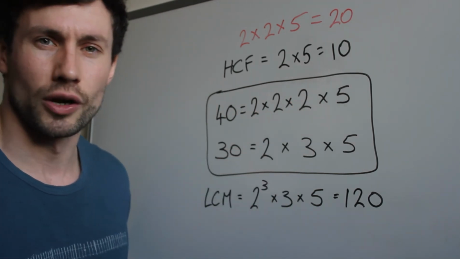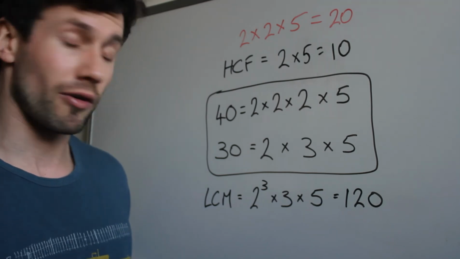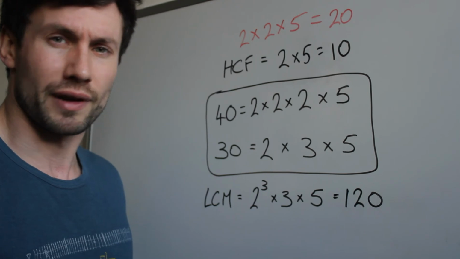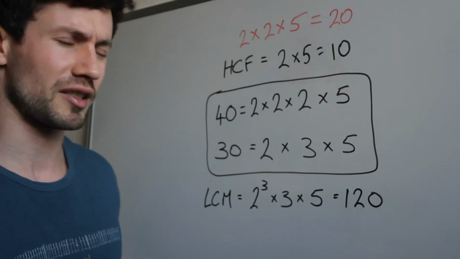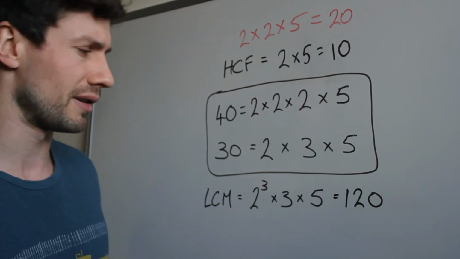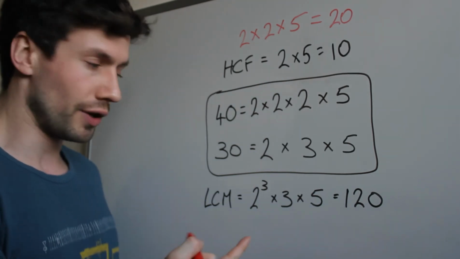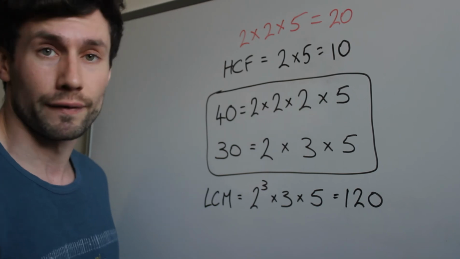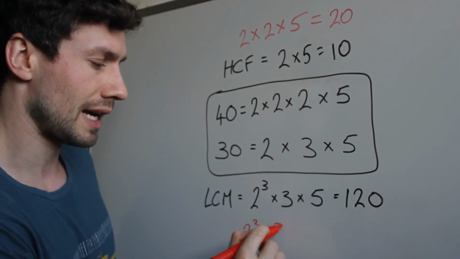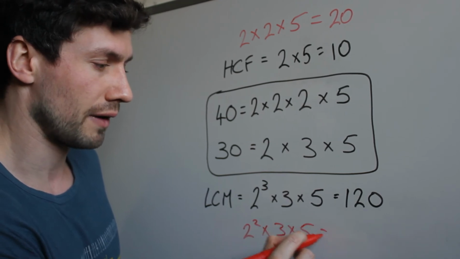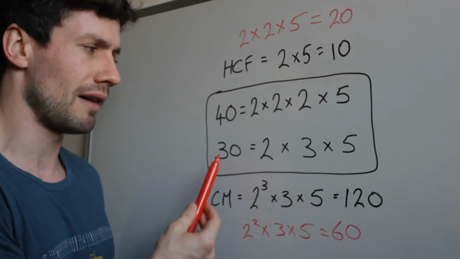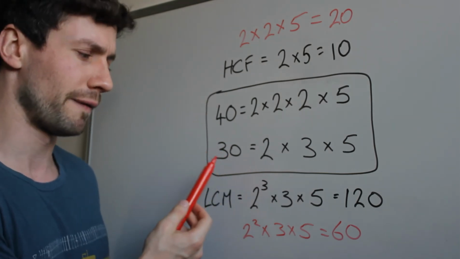Now let's look at lowest common multiple. The lowest common multiple needs to be the smallest number that is a multiple of both of the numbers. So let's try and pick a smaller number and see why that is not a multiple of one of the numbers. If we took one of the 2's out of the prime factorisation of the lowest common multiple, we would be left with 2 to the power of 2 times 3 times 5, which is 60. 60 is still a multiple of 30, but it's not a multiple of 40.